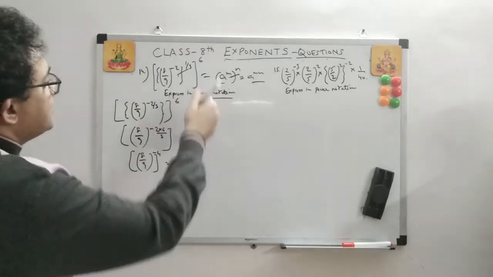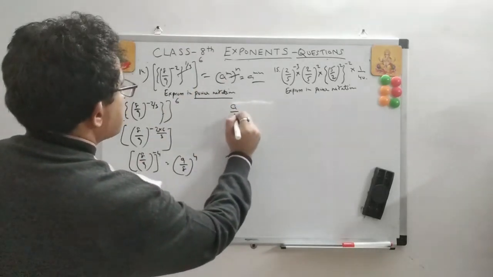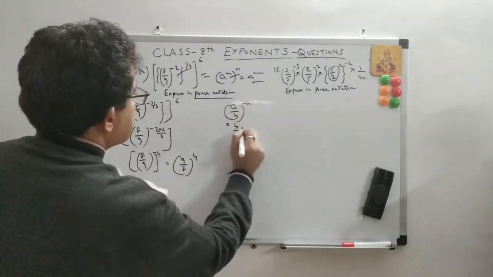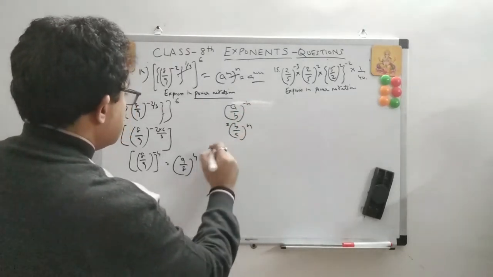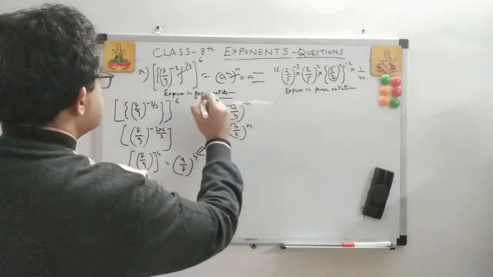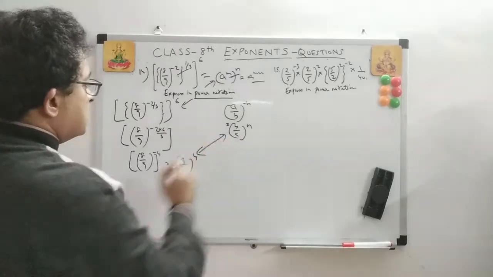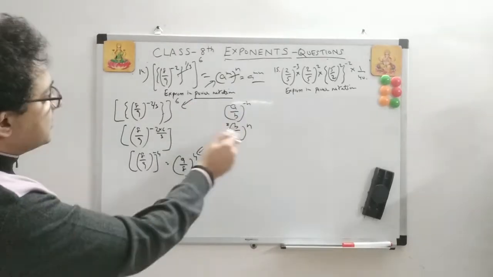One law is this, the other law is a upon b to the power minus n is equal to b upon a to the power n. So there are multiple laws being used. Here this law is being used. Two laws being used, this and this.